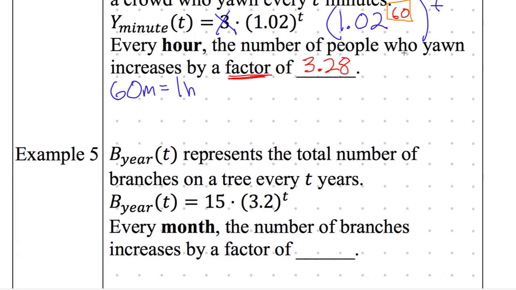So B is going to represent branches. B for branches. Every t years, I have this exponential function that tells me how many branches are going to be on the tree approximately. Obviously, I can't have a half of a branch. I don't even know what that would look like. Maybe the branch is snapped in half. But isn't that half branch still bigger than a smaller branch? Anyway, so it's going to be rounded, of course.